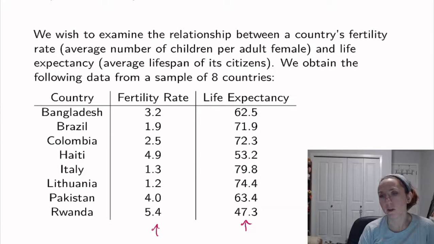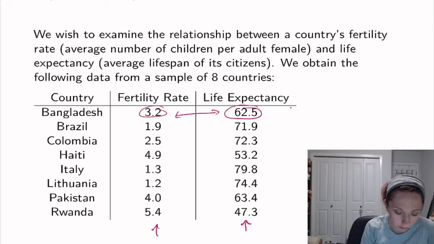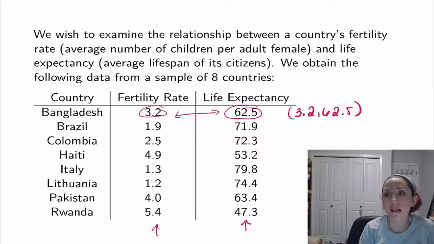I have this information for 8 different countries. Each country has its own X point and its own Y point, and they are paired together. So this will represent one point on my axes, 3.2 as well as 62.5. Since I have 8 different countries, I will have 8 different points on my scatter plot. So let's go take a look at what the scatter plot looks like, and let's try to find that point, 3.2, 62.5.